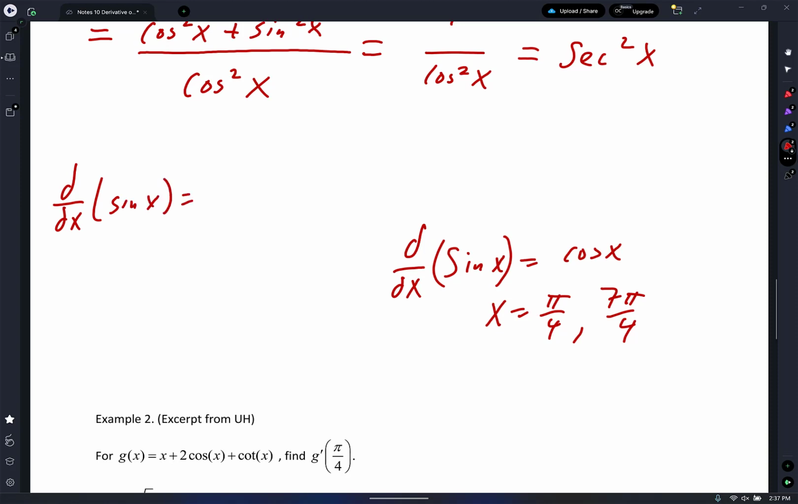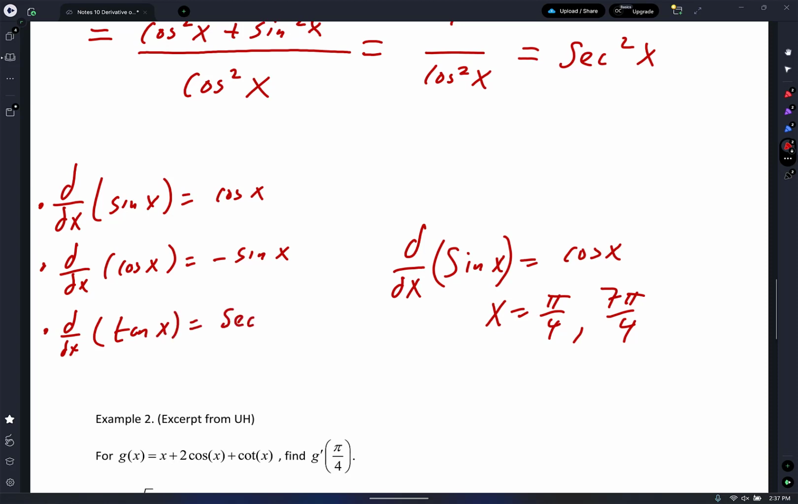Derivative of sine x, what is it? Cosine x, so let's rewrite it again so we can get it in our brains. d/dx of cosine x is negative sine x, and then we know d/dx of tan x. Okay. There's one more that you got to memorize. d/dx of secant x. The derivative of this one doesn't come natural: it is secant x tan x.